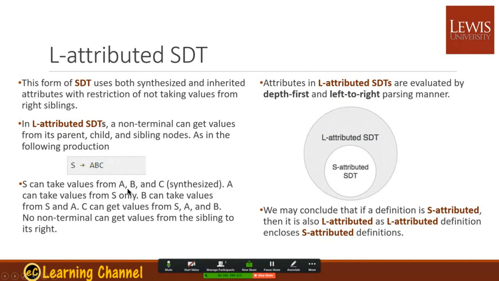So S takes value from A, B, C. A can take value from S only. B can take value from S and A. C can take value from S, A, B. So basically, this rule includes the S attribute and the L attribute, and the L attribute includes both synthesized and inherited.